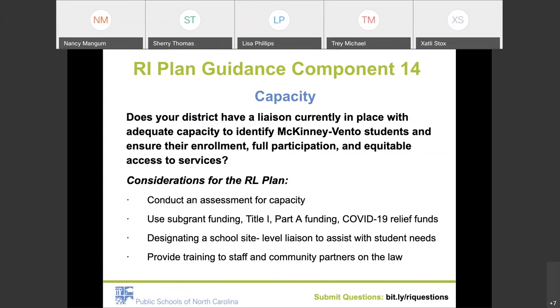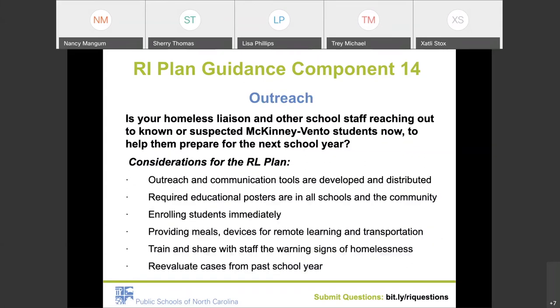Next, designating a school site level liaison or school social worker can increase the LEA's overall capacity to respond to homeless students, and training can be provided to staff and community partners about the law, along with communication with school officials as well as district staff. Blending various funding resources can be a perfect marriage in making these two types of activities occur.